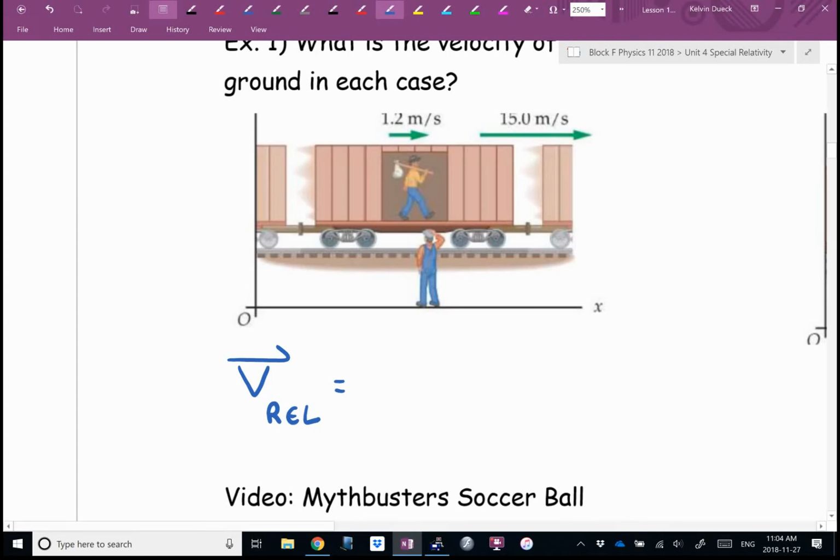And to the right, let's call that positive. Positive 16.2 meters per second. The person is walking at 1.2, but the train is moving at 15. As far as the person on the ground, the farmer on the ground is concerned, that person just walked past them at 16.2 meters per second.